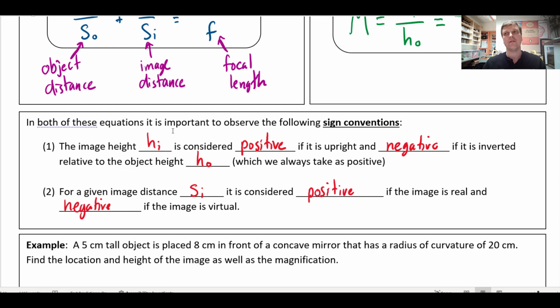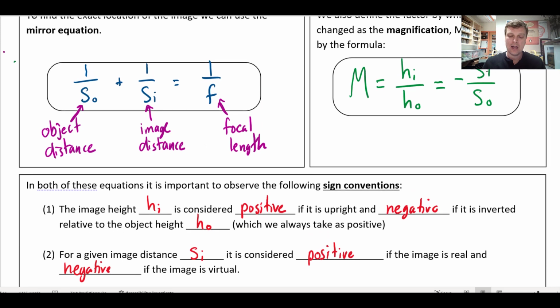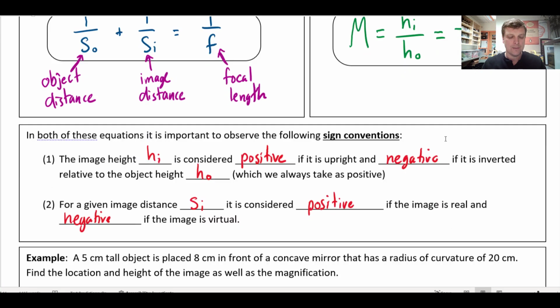So notice I'm not saying in front of the mirror, behind the mirror. I'm talking about real and virtual, and that's going to become an important distinction later when we talk about lenses, okay? So if the image is real, then it gets a positive SI, and if it's virtual, then it gets a negative SI. And that can help you understand why this negative sign showed up in this magnification formula, which we'll see in a second.